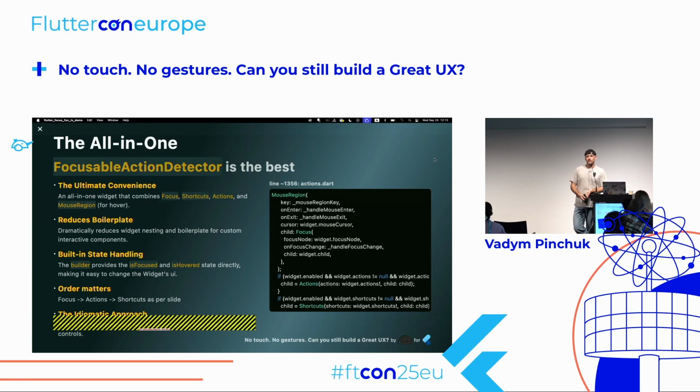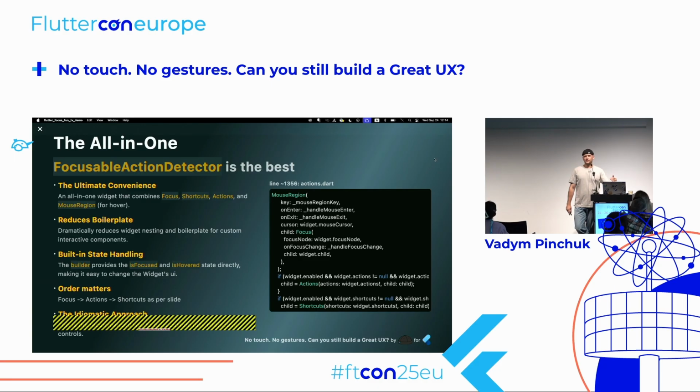But when we want to have all-in-one, there is a specific widget called focus action detector, focusable. It's a beast which under the hood has all the things. It has mouse region for web, it has focus for TV and web as well, it has actions and shortcuts. So just configure it and you will see all the things inside. On the right, it's a code sample from the real widget. It's not made by me, but it's from the Flutter framework.